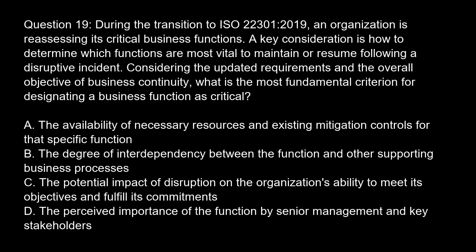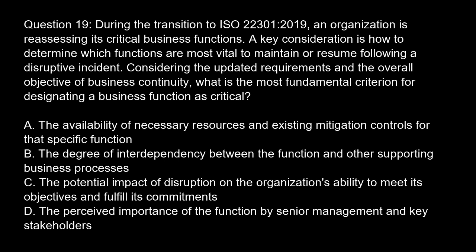During the transition to ISO 22301-2019, an organization is reassessing its critical business functions. A key consideration is how to determine which functions are most vital to maintain or resume following a disruptive incident. Considering the updated requirements and the overall objective of business continuity, what is the most fundamental criterion for designating a business function as critical? Option A.